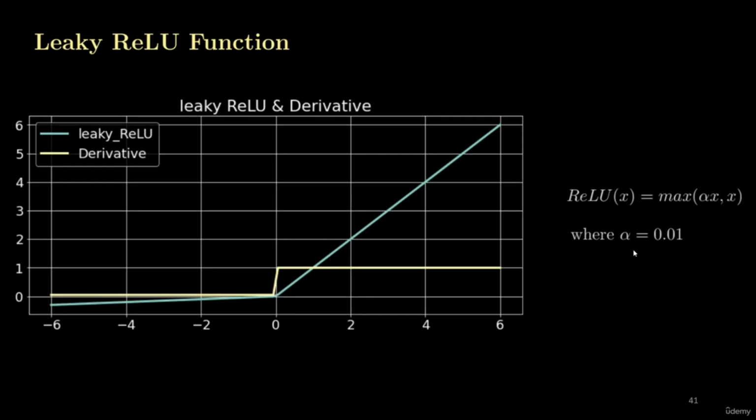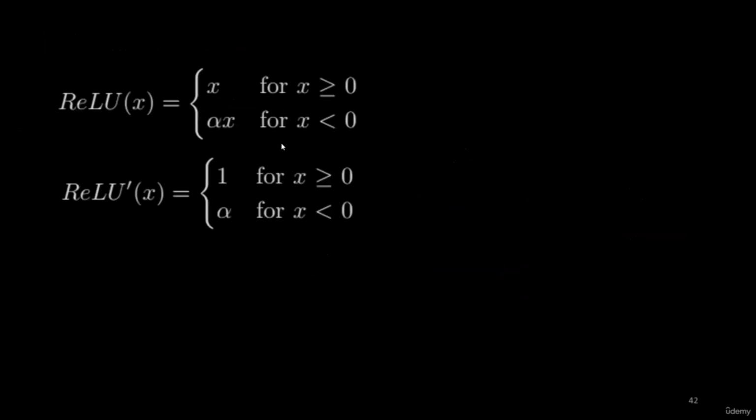So here is the definition of the leaky ReLU function. It will select the maximum value between alpha x and x. It means if x is positive, it will select the value of x. And if x is negative, then it will select the value of alpha x, where alpha is 0.01. So what is the advantage of leaky ReLU then? So here is the advantage of the leaky ReLU.